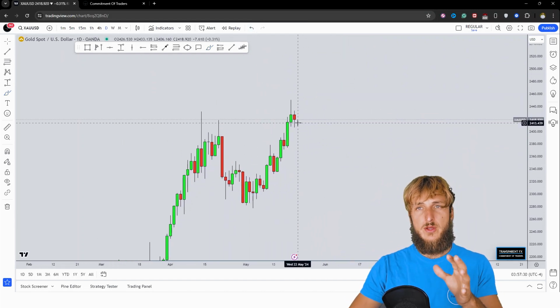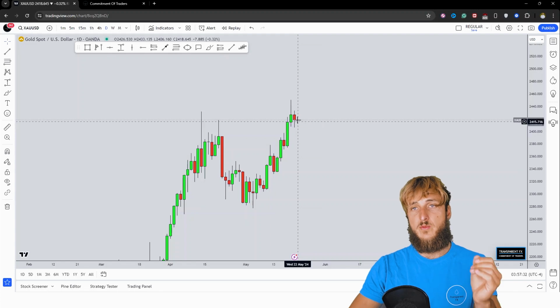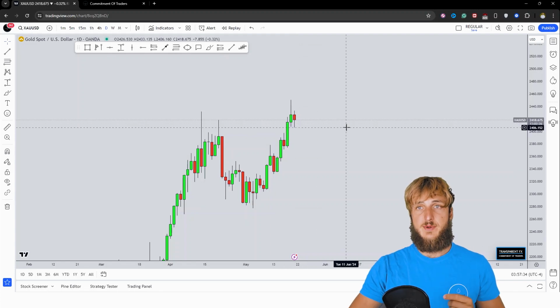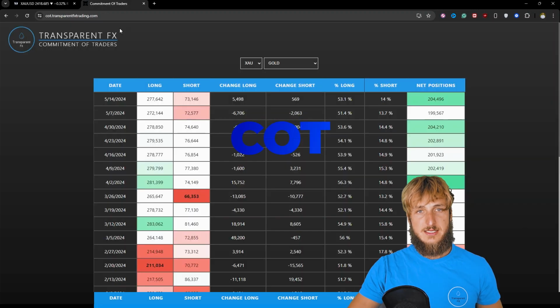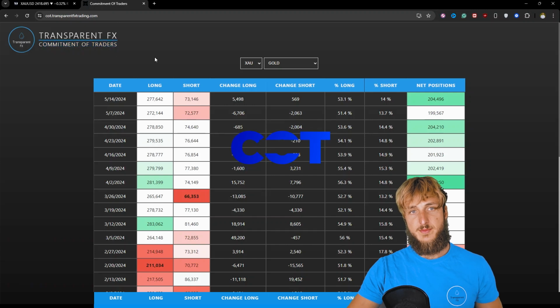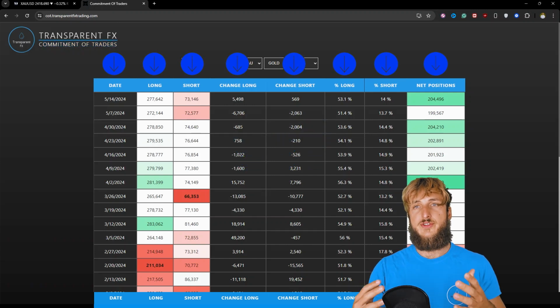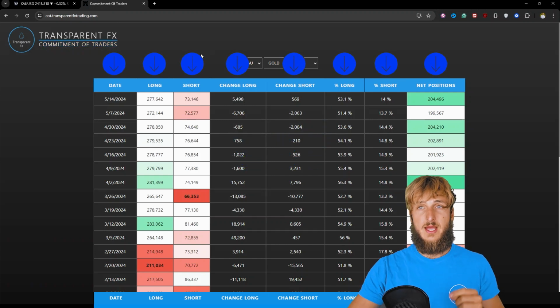But well, before we dig deeper into what we have here when it comes to the technical aspect of this market, first, let's go and see what we have when it comes to the commitment of traders. So what hedge funds and the big players in the market are doing. And let's check the data precisely for gold.